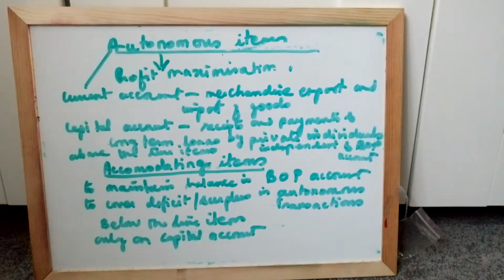So BOP is in surplus when autonomous receipts are more than the autonomous payments. BOP is in deficit when autonomous receipts are less than autonomous payments.